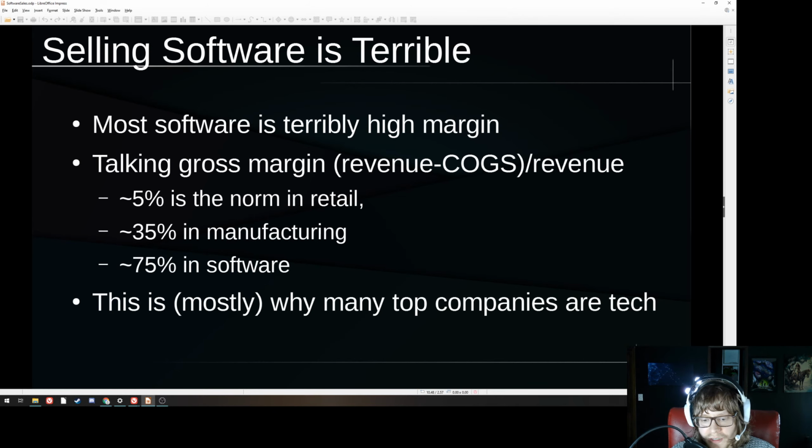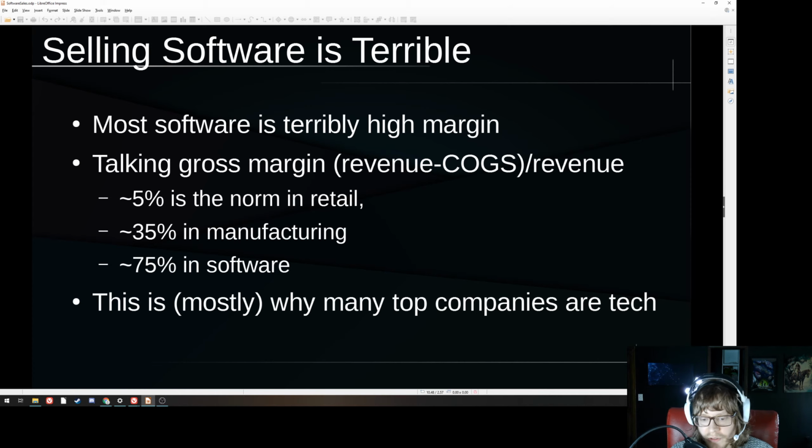Now, software's margins are insane. I don't even know how I picked 75%. I think I picked that by looking up the current average gross margin of the companies classified as software on the Fortune 500 or something like that. But there are companies in software that have four-digit margins. They have practically no operating costs, and they're selling things at a massive profit. Software margins are all over the place.